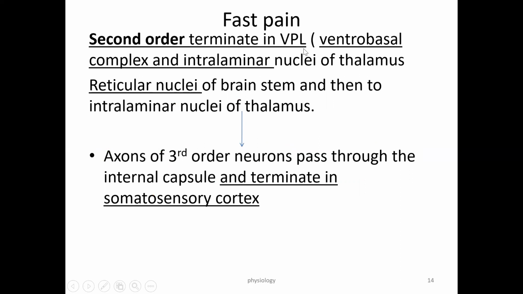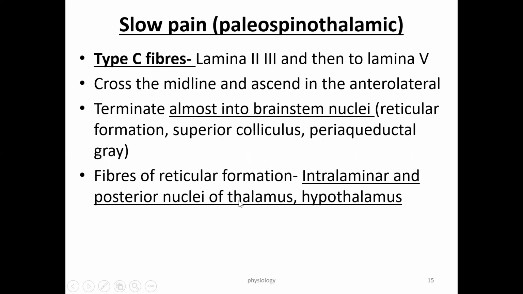The second order neuron terminates in the ventroposterolateral nucleus of the thalamus and the brainstem nuclei, and from here, in the case of fast pain, they terminate in the somatosensory cortex, which is the third order neuron. So reticular group of nuclei, then the nucleus of the thalamus, and then the somatosensory cortex. This is about the fast pain.